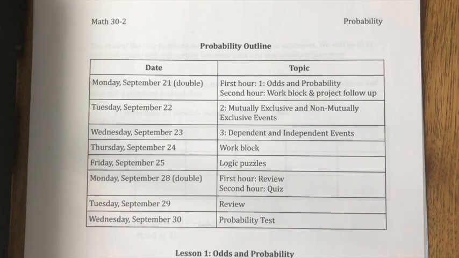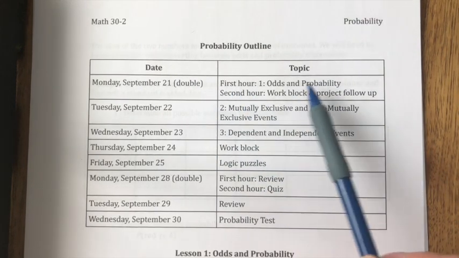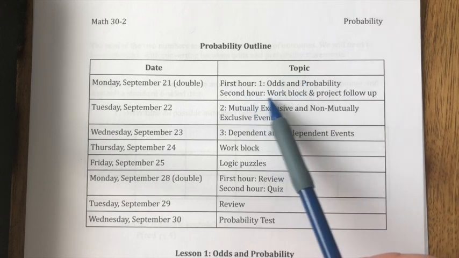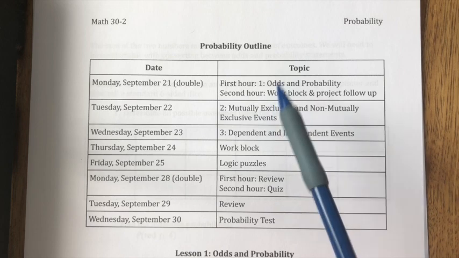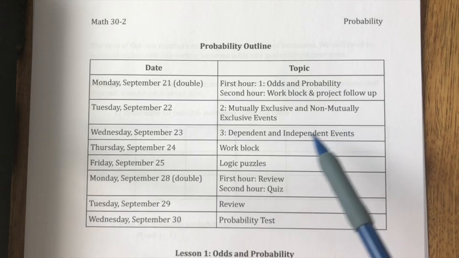Okay, now that we're done with our set theory unit, we're going to move on to probability. So here's the outline for this unit. Today we have our double, so we're starting with that. We're going to do a lesson on odds and probability here. And then for the second hour, you guys are doing work and practice on that, and that's listed at the bottom of this lesson. And I'm going to follow up with you guys about your project.